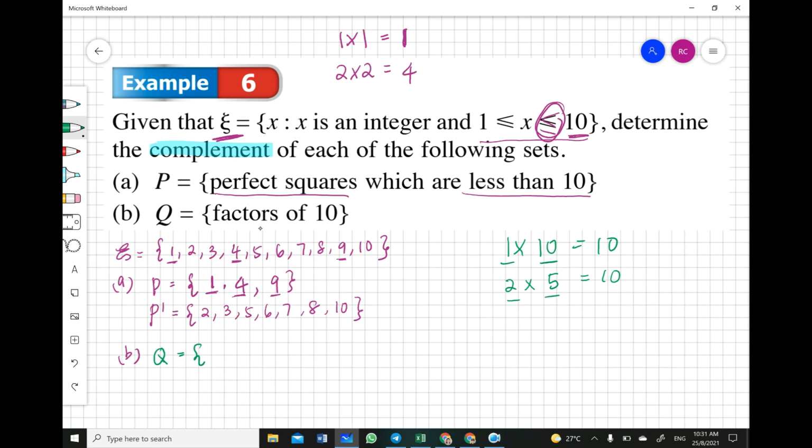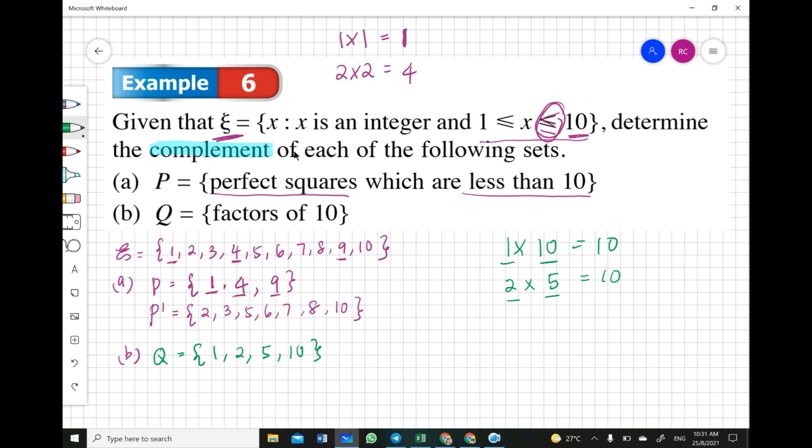Anything else that we can get as factors of 10? Any other number? No more, right? So you arrange it in order: 1, 2, 5, 10. Arrange it in order so that it's easier for you to solve next time. So we have these 4 numbers here.